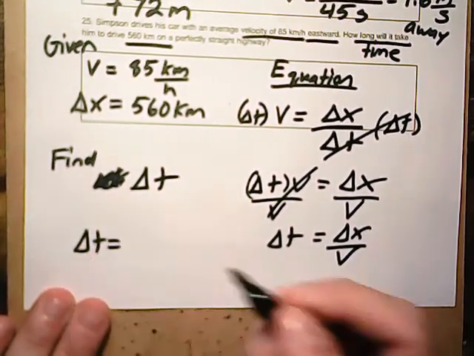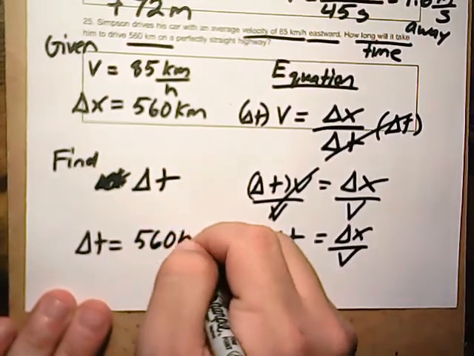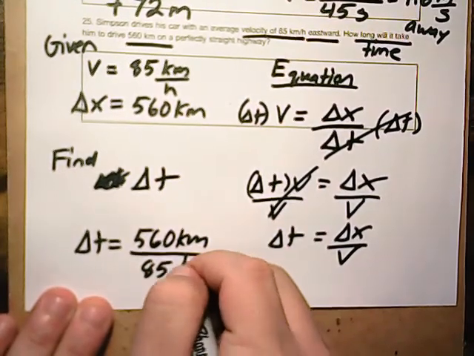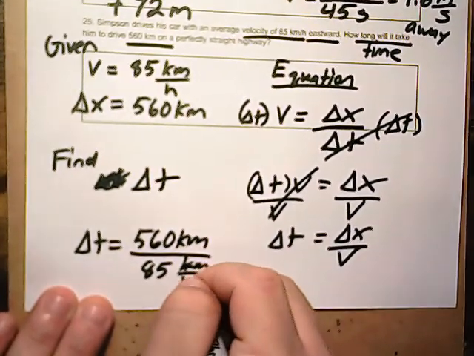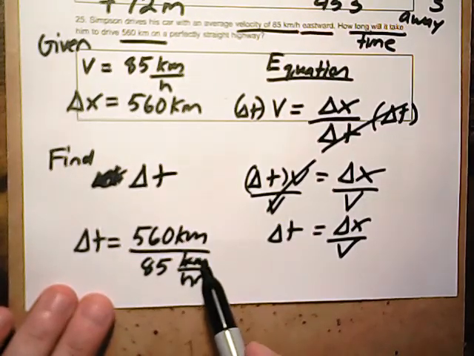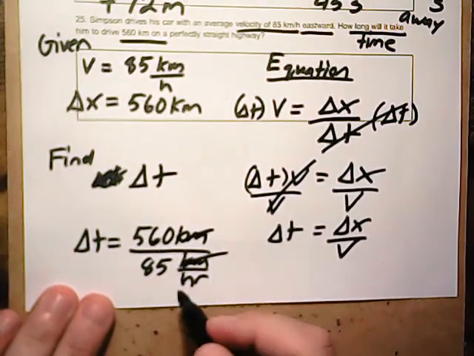So lastly, our delta t is going to be our delta x, which is 560 kilometers, divided by 85 kilometers per hour. Usually we have units in meters per second. Here it's kilometers per hour. So kilometers is going to go away, and we're getting an answer in hours.